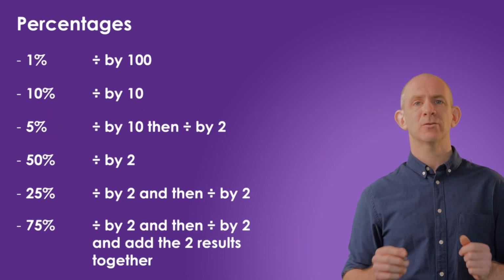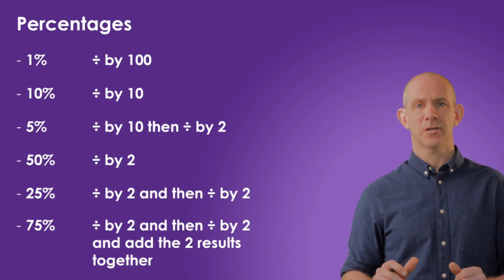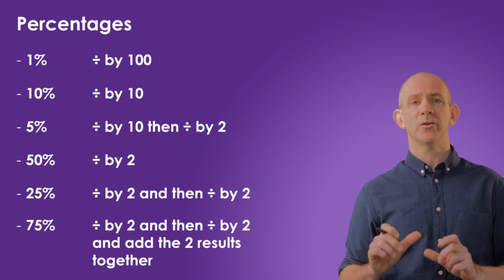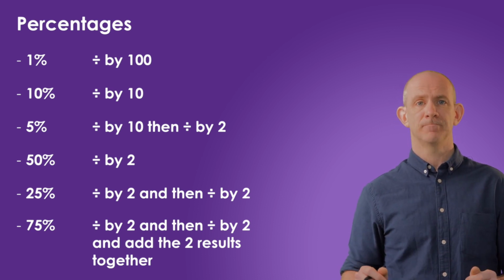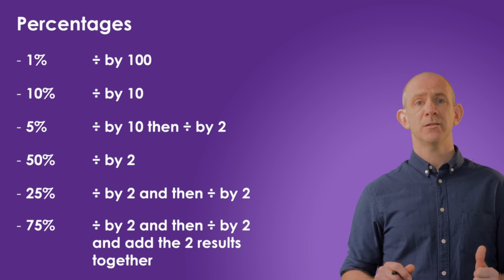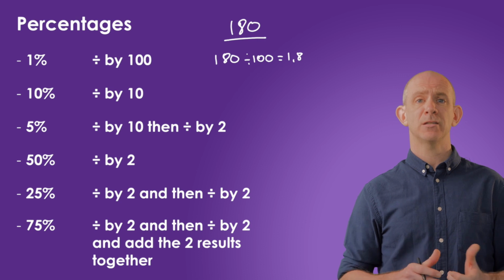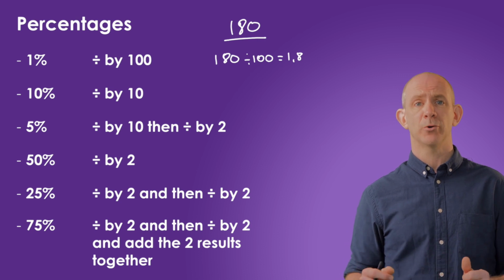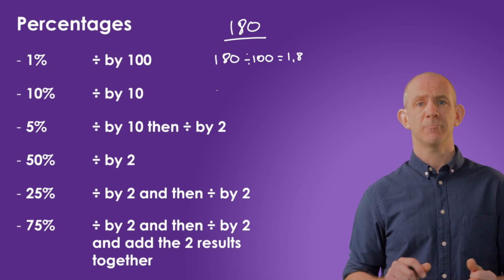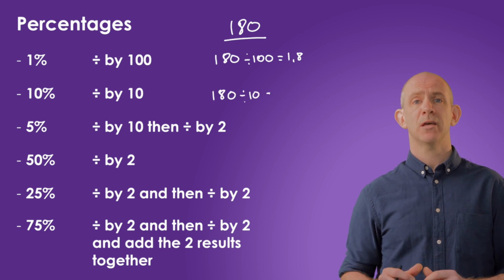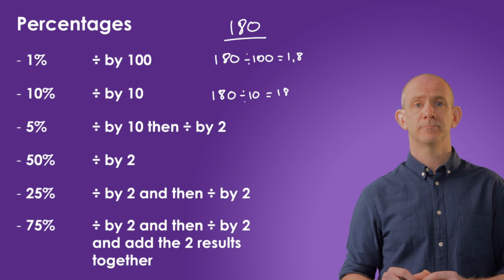Firstly, let's look at how to find percentages without using a calculator. We'll talk through these, and as we do, we'll find those percentages of 180. To find 1% of a number, you divide the number by 100. Here, 180 divided by 100 will give you 1.8. To find 10%, you divide it by 10. So 180 divided by 10 would give you 18.